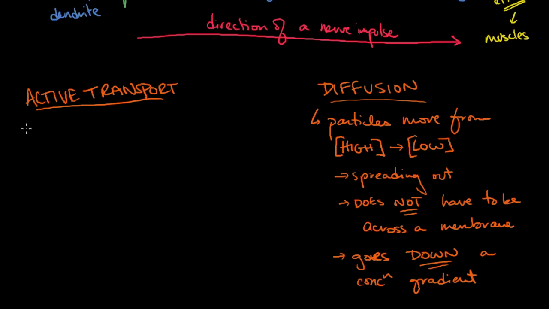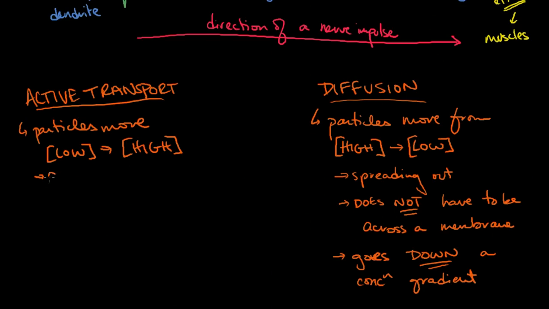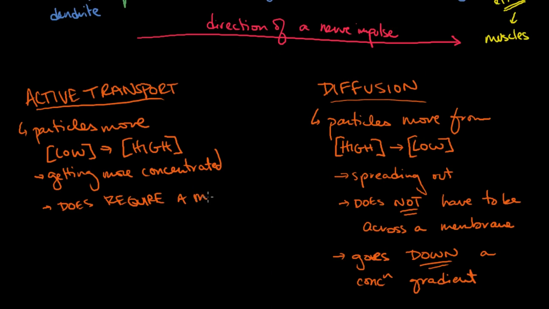Whereas active transport is when particles move in the opposite direction from low concentration to high concentration. So things aren't spreading out, particles are getting more concentrated. And it does require a membrane. And the reason it needs a membrane is it needs a way to prevent molecules from bumping into each other as they do in diffusion and spreading out. And so we need to be able to contain them so we can concentrate them. So it does require a membrane. And instead of going down a concentration gradient, we say it goes up or against a concentration gradient.